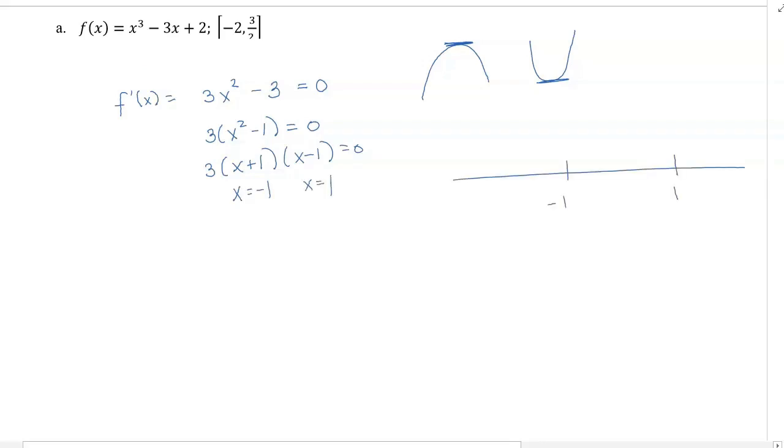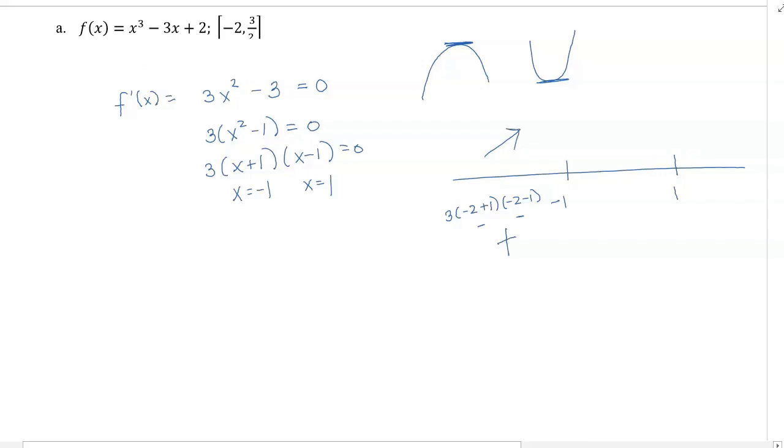I'm going to partition a number line just to see where we're increasing and decreasing. I need to pick a value between -infinity and -1. Let's just use -2. So -2 plus 1 times the quantity -2 minus 1. I'm using the derivative function. This will be a negative times a negative. This is positive. That means it's increasing on this interval.